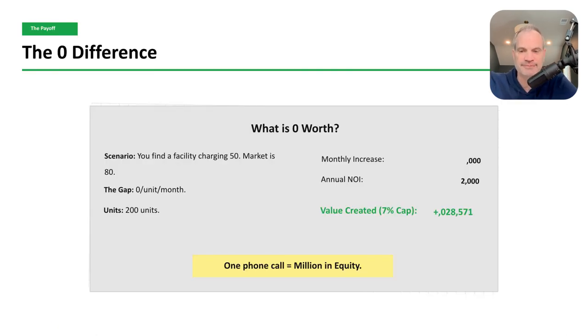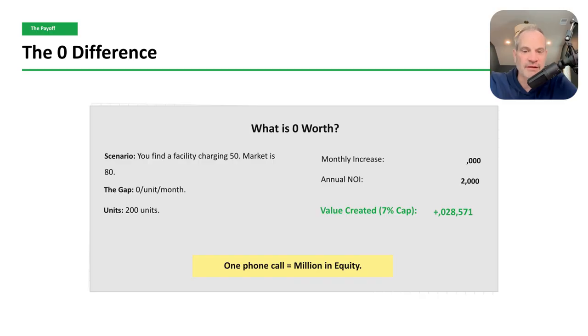Okay, so now that you know how to find the real market rent rate, same thing, through secret shopping, it's time to apply the math that turns that data into massive equity. And this is going to be the cheat code for finding hidden value in a self-storage deal.